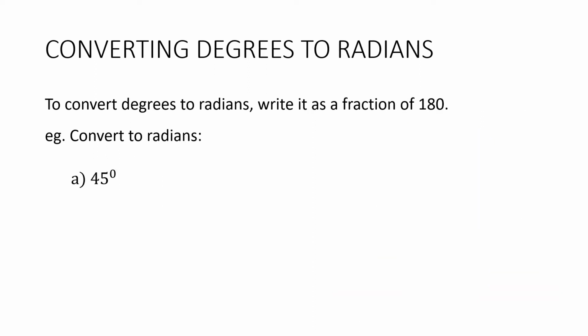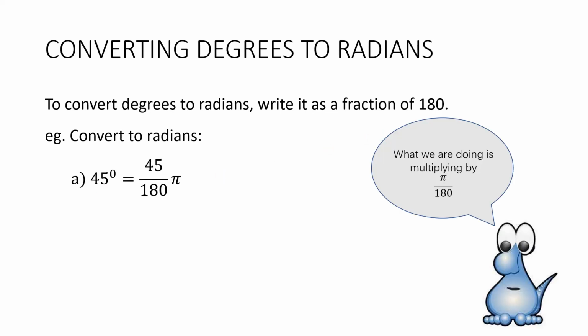Now let's go the other way, convert degrees to radians. What we do is write the degrees as a fraction of 180. So I'm going to take my 45 and put it over 180, and then I'm going to put the pi in. Because what we're actually doing this time is multiplying by pi on 180, and you can see that there. Use your calculator to reduce this down. So 45 on 180 is the same as a quarter. So 45 degrees is equal to pi on 4.